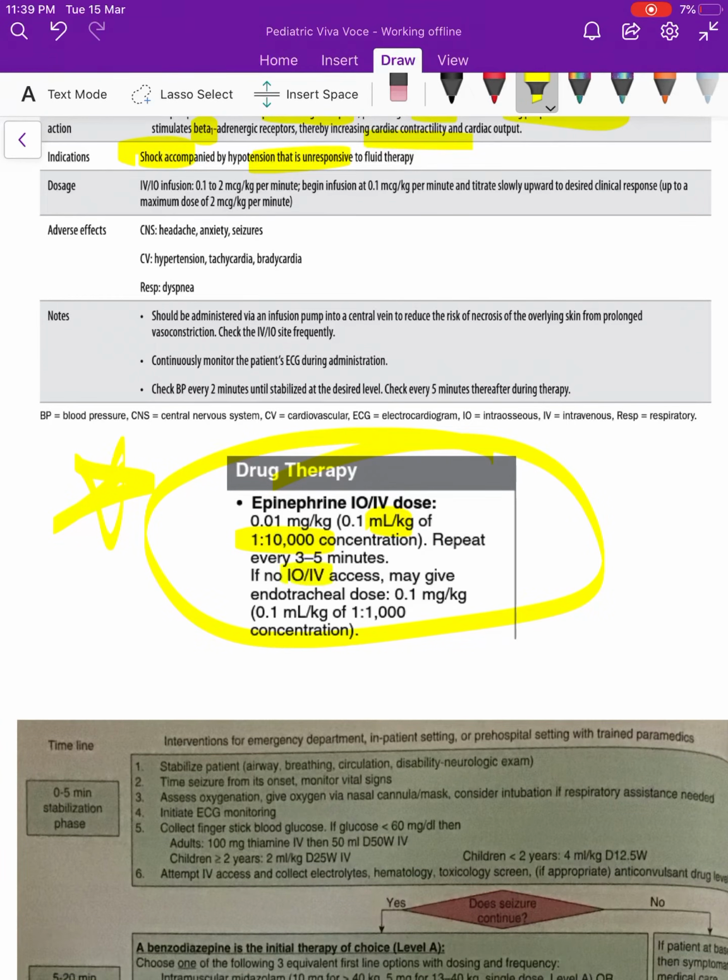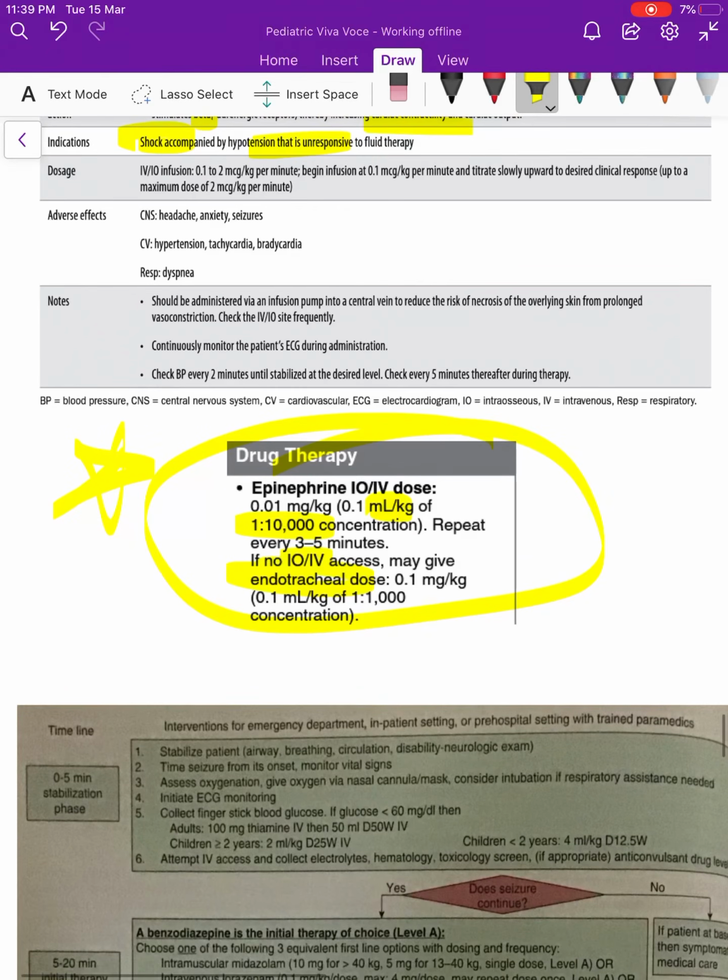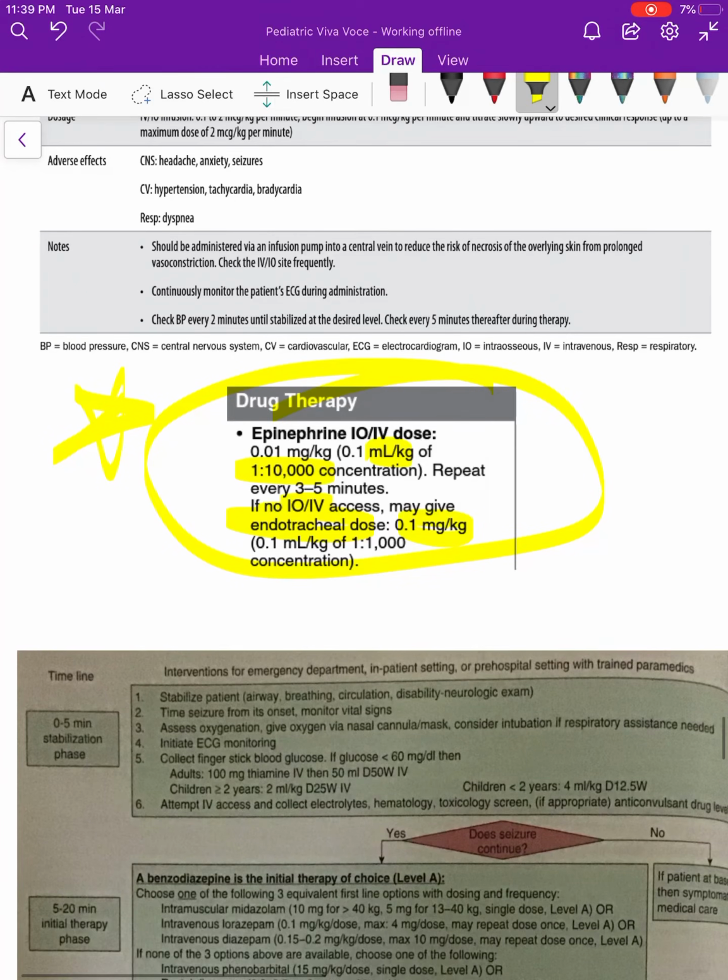If intraosseous or IV access is not available, then we can go ahead and give it through the endotracheal tube as well, and in that case the dosage is 0.1 ml per kg of undiluted adrenaline.